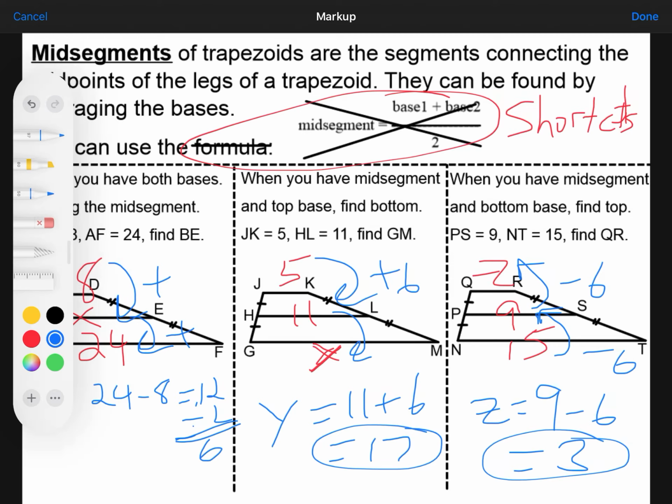Except I think I made a mistake. 24 minus 8 is 16. Excuse me. Divided by 2 is 8. Excuse the handwriting. So then it's just 8 plus 8. The answer is 16.